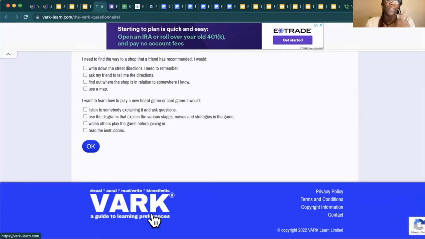Now, VARK stands for visual, oral, that's auditory, read/write, and kinesthetic. So it gives you an idea of which of these four styles you are most comfortable with using. I personally am about 25% each. I'm equally spread across the board. I'm considered multimodal, and I do need all of them in order to do well on these types of exams. So I've used this over the years.